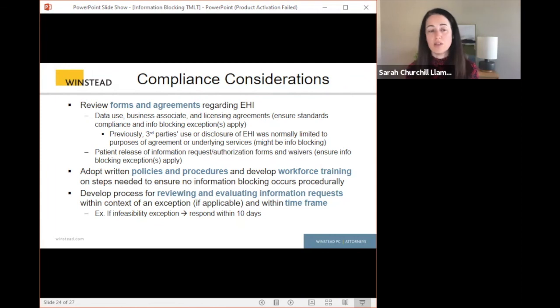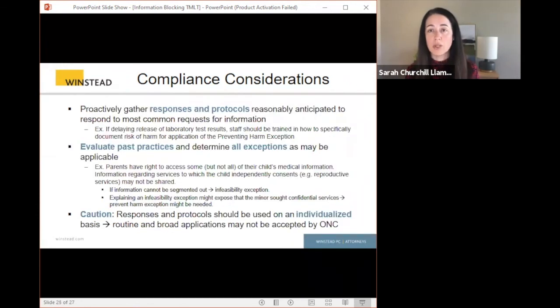So like I said, that's even developing a process for reviewing and evaluating information requests within a time frame. Some of these exceptions require you to respond within a certain time period, and it's different under different exceptions. So you really have to have a plan with each exception of what you're going to be looking for, what your deadline to respond is, things like that, and make it as clear as possible for your staff to be able to comply.